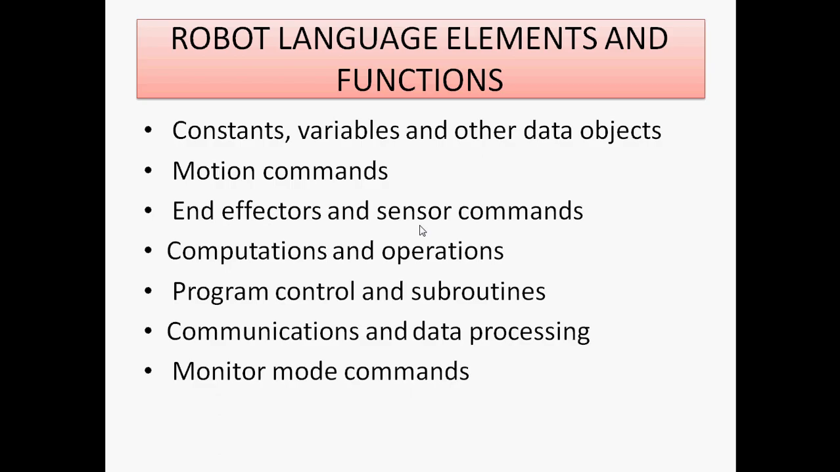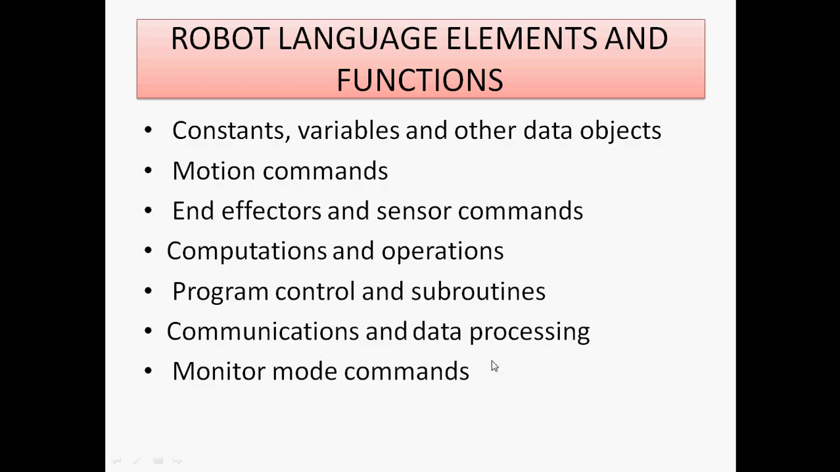Next we have computation and operations: addition, subtraction, relational operators for conditioning the algorithm, and logical operators. Such computation and operations we already discussed. Then program control and subroutines. The main program has the same format, and when the same lines come in the same way, we route them into a subroutine. We develop the main program and subroutine program in this way using program control and subroutine commands.